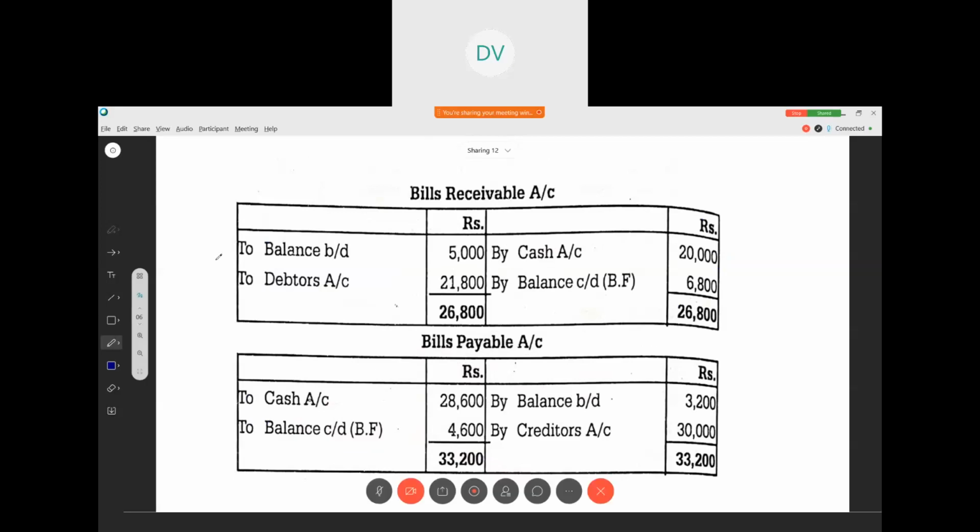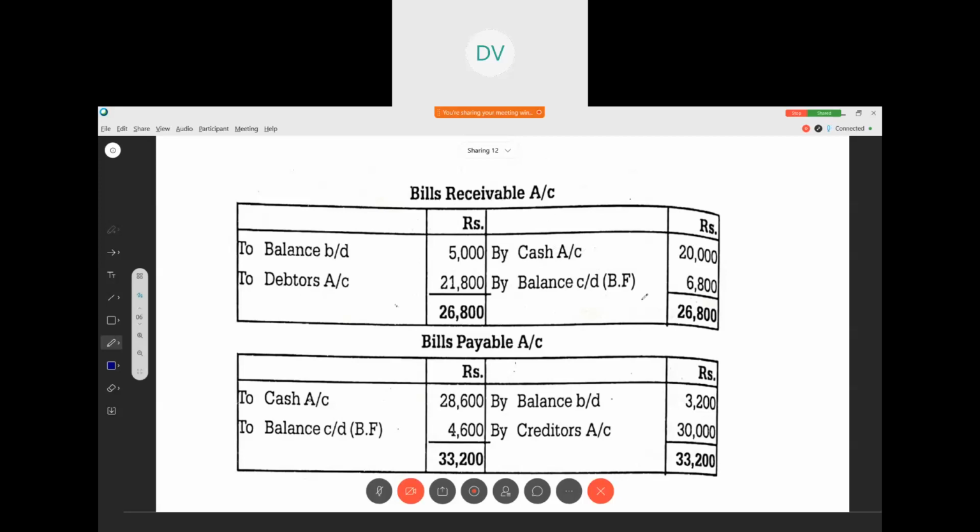So opening balance is given. Debtors: bills receivable received from the debtors. See, I told you it will appear in both the accounts, debtors as well as bills receivable account, 21,800. Then by cash account, cash. What happens here? On the credit side, bills receivable comes down. That means bills receivable honored, or cash received from the bills receivable, 20,000.